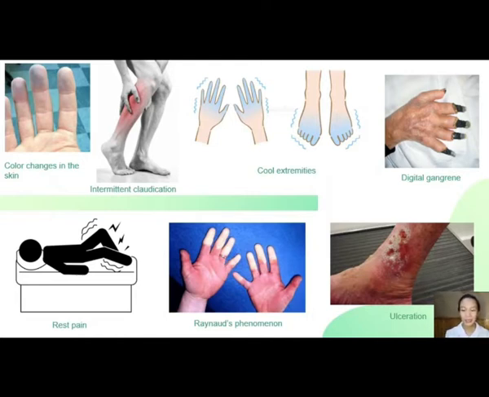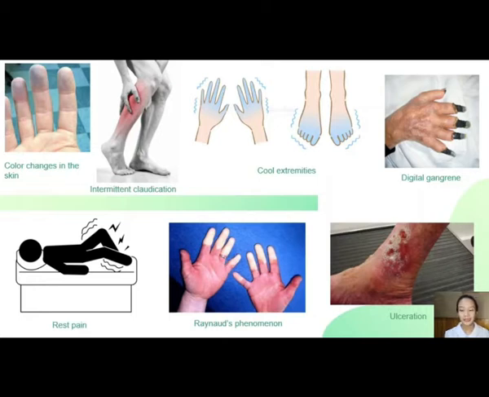There is pain at the lower extremities. We have cool extremities. A person with thromboangiitis obliterans can feel coldness in their extremities. We have digital gangrene. As you can see, the fingertips are almost damaged and black in color. Okay, this is digital gangrene. Rest pain. Raynaud's phenomenon. This is what Raynaud's phenomenon looks like. The fingertips lack oxygen, hence the color. And we have ulceration. Okay, so there is a skin ulceration.